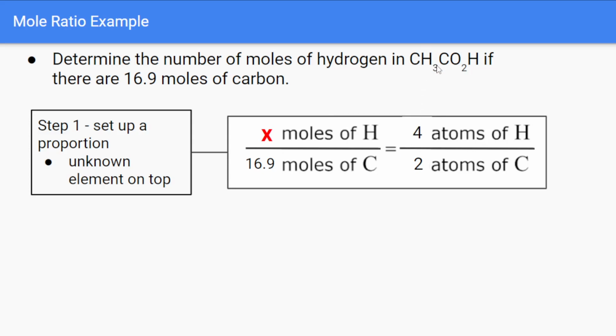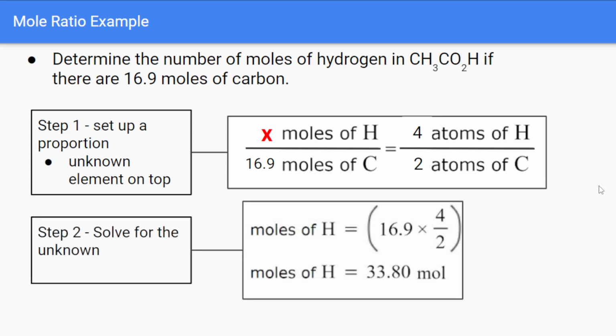We know that there are 3 plus 1, 4 atoms of hydrogen, 1 plus 1, 2 atoms of carbon. And then you just simply solve for the unknown. So 4 times 16.9 divided by 2 gives you 33.8 moles.